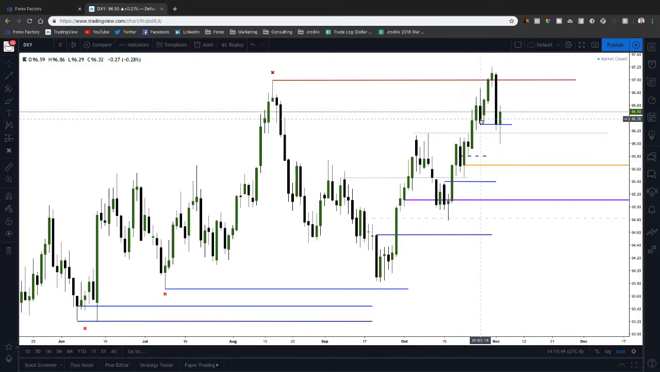We've broken below this ICT bullish order block here. We did close below it, but if you notice, we haven't seen a significant bearish candle below there. So I'm potentially anticipating this as a fake out to get a bunch of retail traders short. I'm not necessarily expecting this as the top yet.